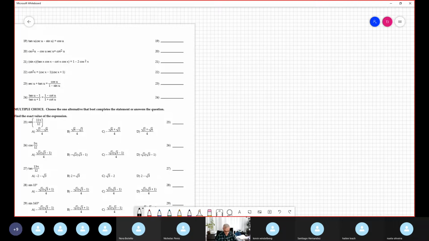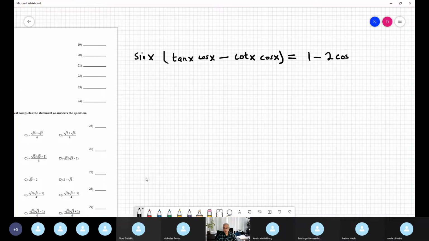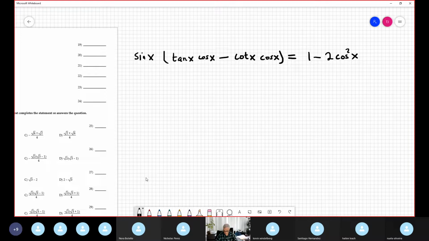Number 21. Now, sine x, now I change the variable, multiplication tangent x, cosine x, minus cotangent x multiplication cosine x. And this is equal to 1 minus two times cosine square x. This is the identity. Okay, I need to prove it.